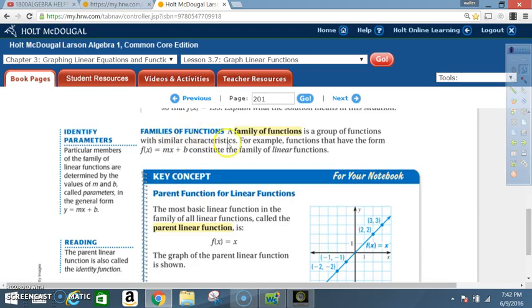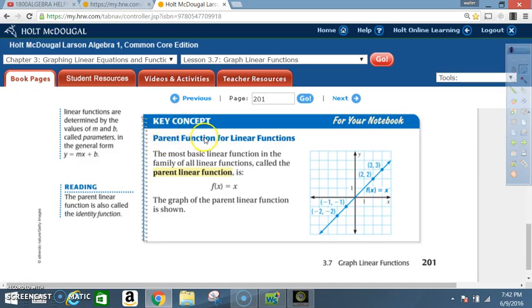Families of functions. A family of functions is a group of functions with similar characteristics. For example, functions that have the form f of x is equal to mx plus b constitute the family of linear equations. Don't forget, this is also y equals mx plus b. Same thing. That's what they're telling you there also.